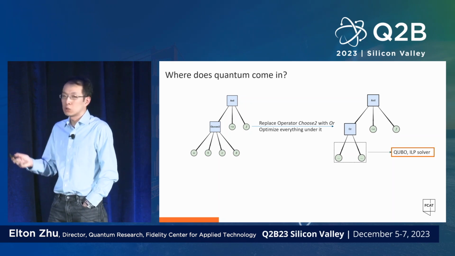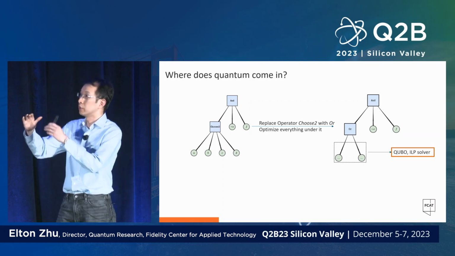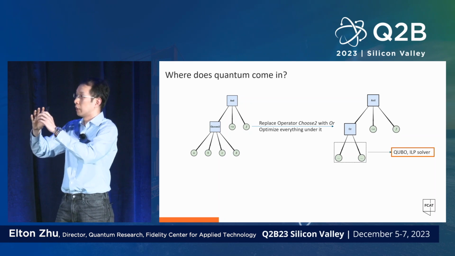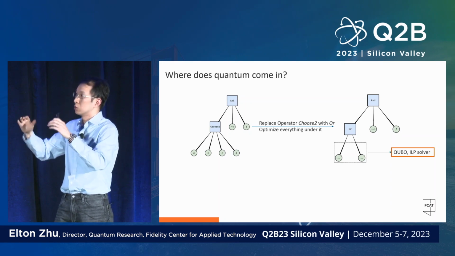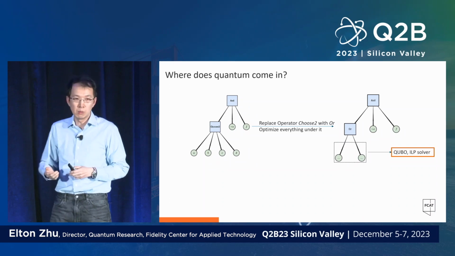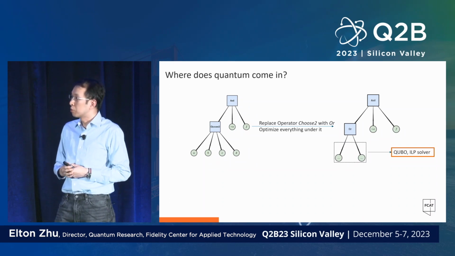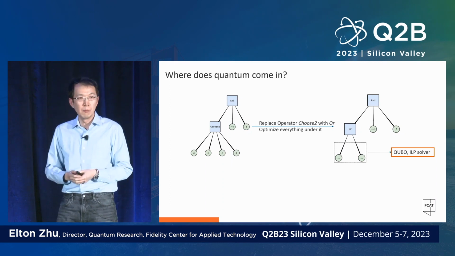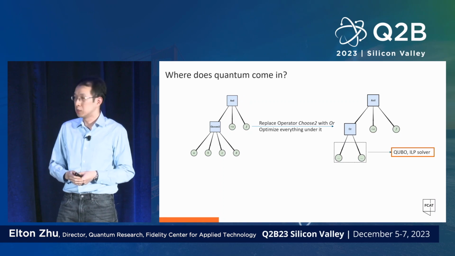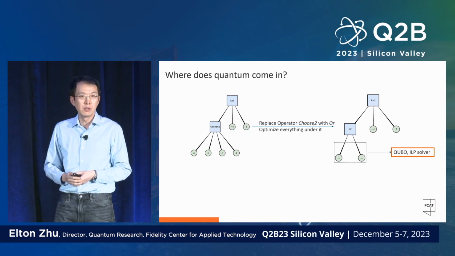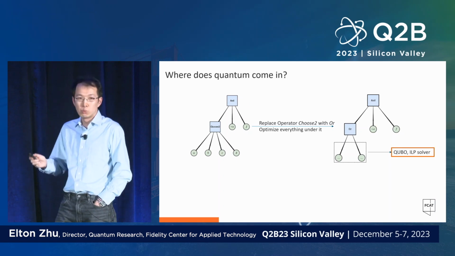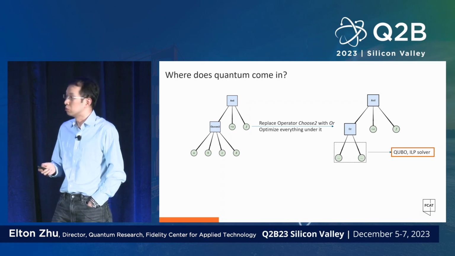Here, I won't talk about this in detail, but you can formulate this sub-problem of optimizing all the literals under this operator as a QUBO problem or as an integer linear programming problem. So you can use your favorite solvers. For integer linear programming, there are a lot of open source and commercial optimization solvers. You can use your favorite QUBO solvers out there. There are a lot of them. So I'm not going to go into too much detail. Good.